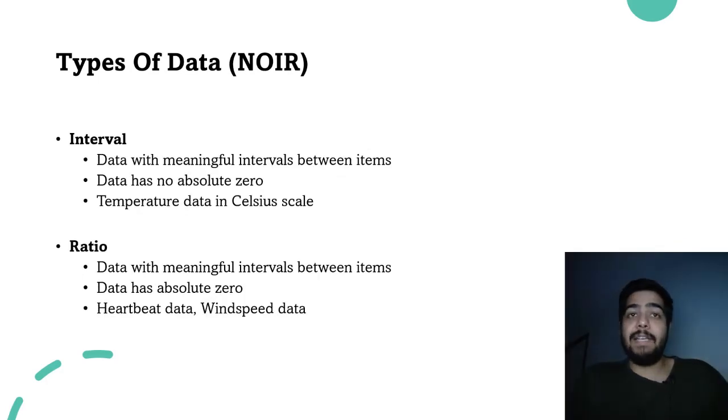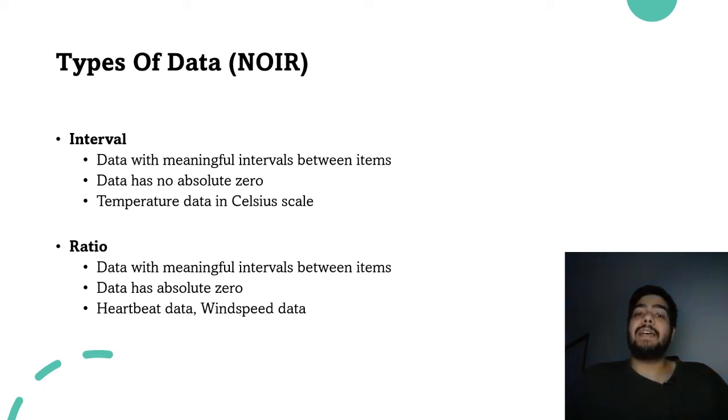The next category of data is interval data, and this data can have meaningful intervals between items, but this data has no absolute zero. For example, temperature data in Celsius. So 0 degrees Celsius does not indicate absence of heat, and we cannot say that 100 degrees Celsius is twice as hot as 50 degrees Celsius because there is no absolute zero. And that is why ratios cannot exist.